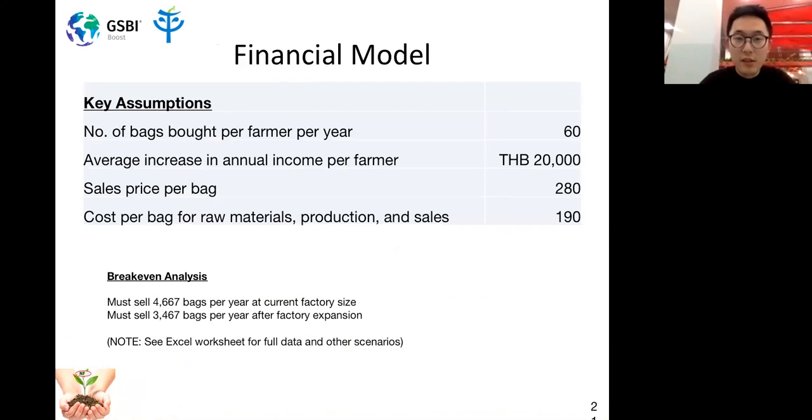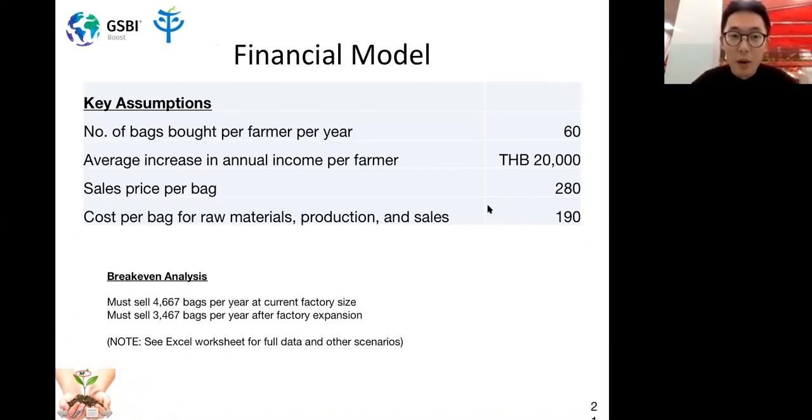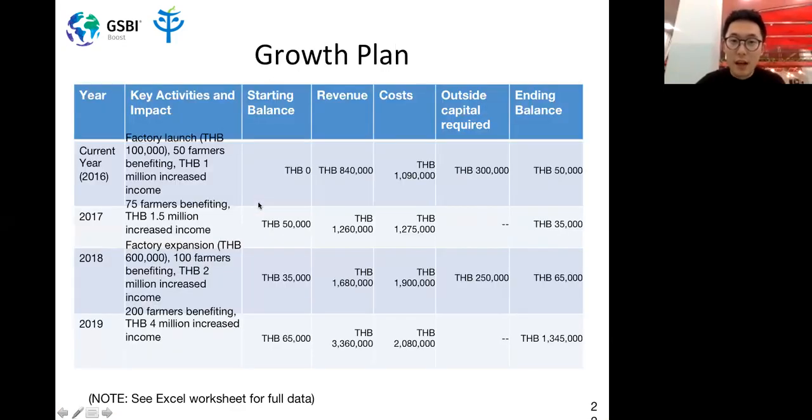And the next thing is about the financial model and the growth plan. For the natural farm, what they can make in revenue depends on how many bags they want to sell and what the unit price is. They can estimate how many bags they need to sell so that they can cover all the costs. So for the natural farming, the financial model can be a very straightforward thing. And you can see from the next slide, the growth plan is how they can engage different farmers and how many bags they want to sell so that their revenue and cost can reach a break-even point.